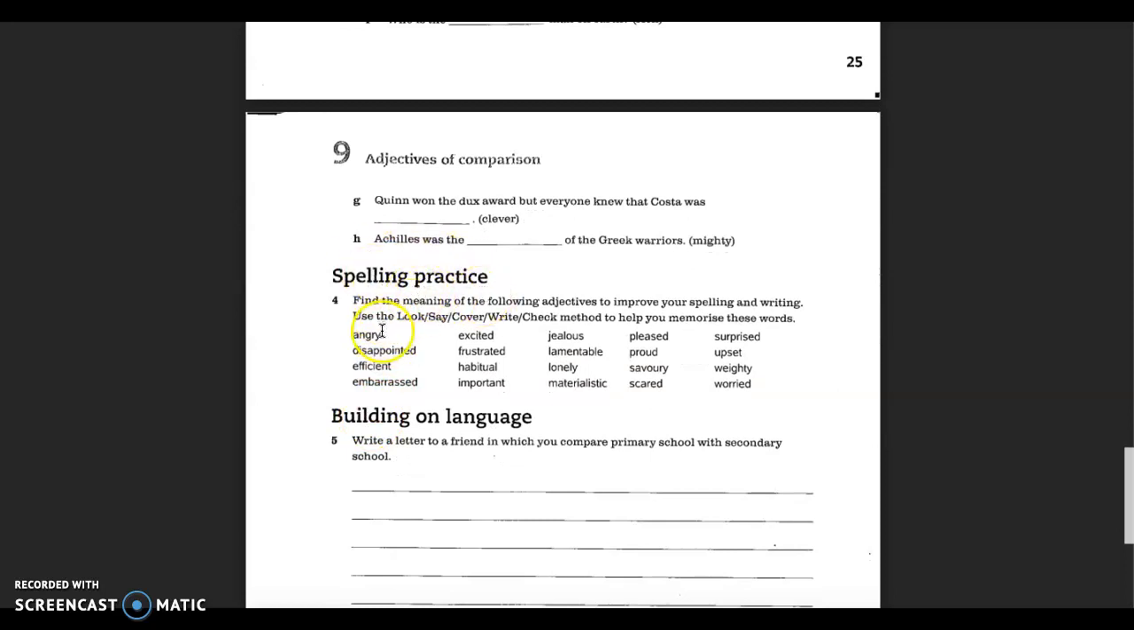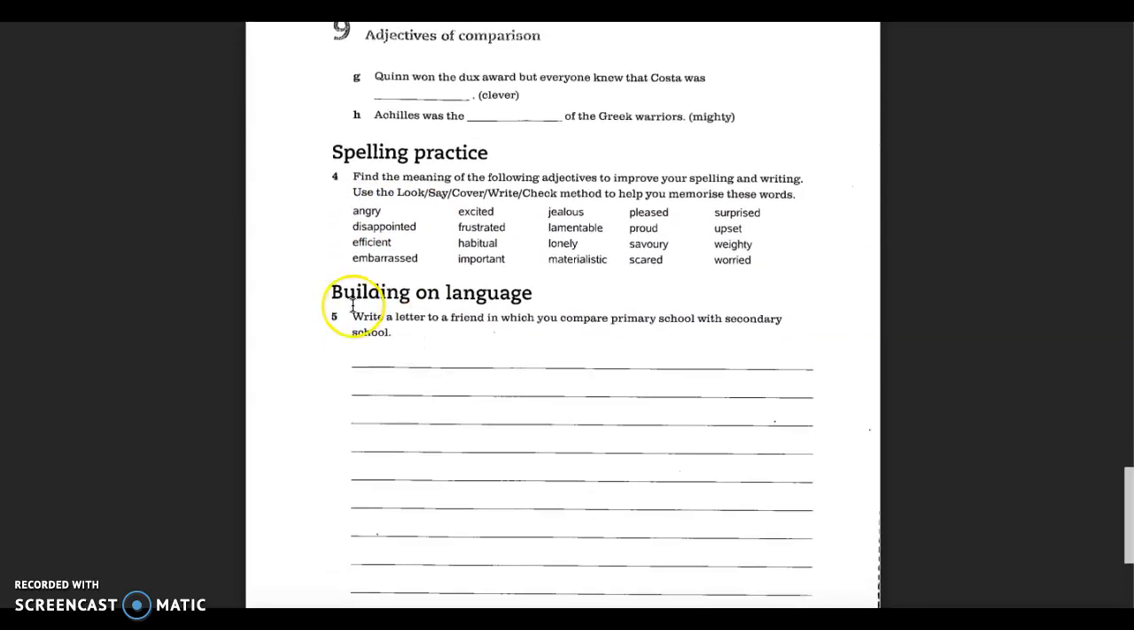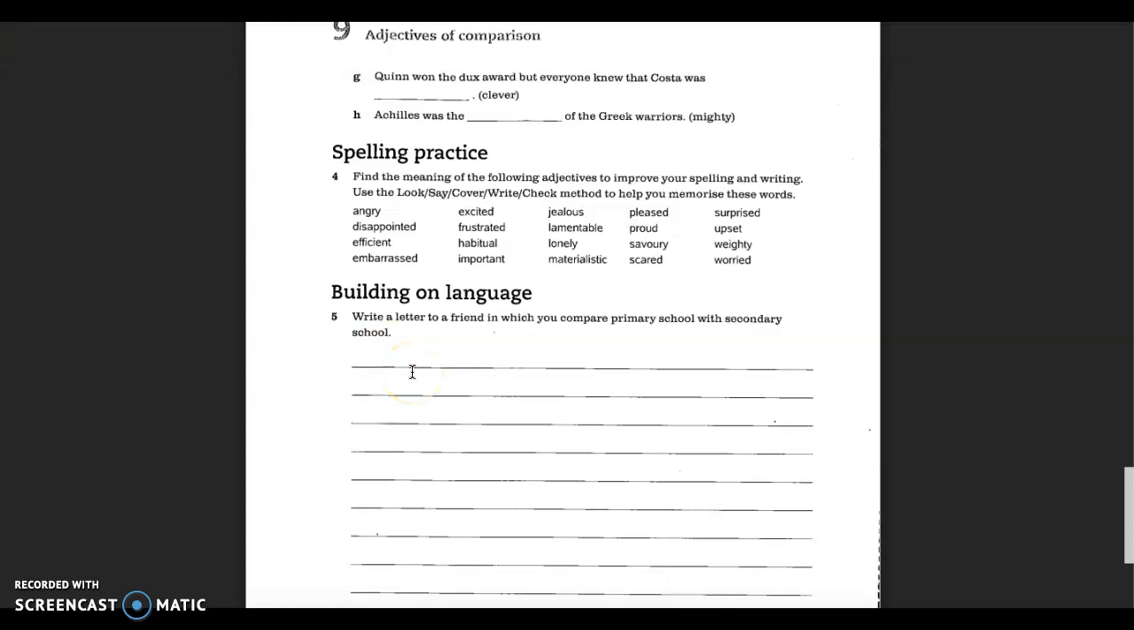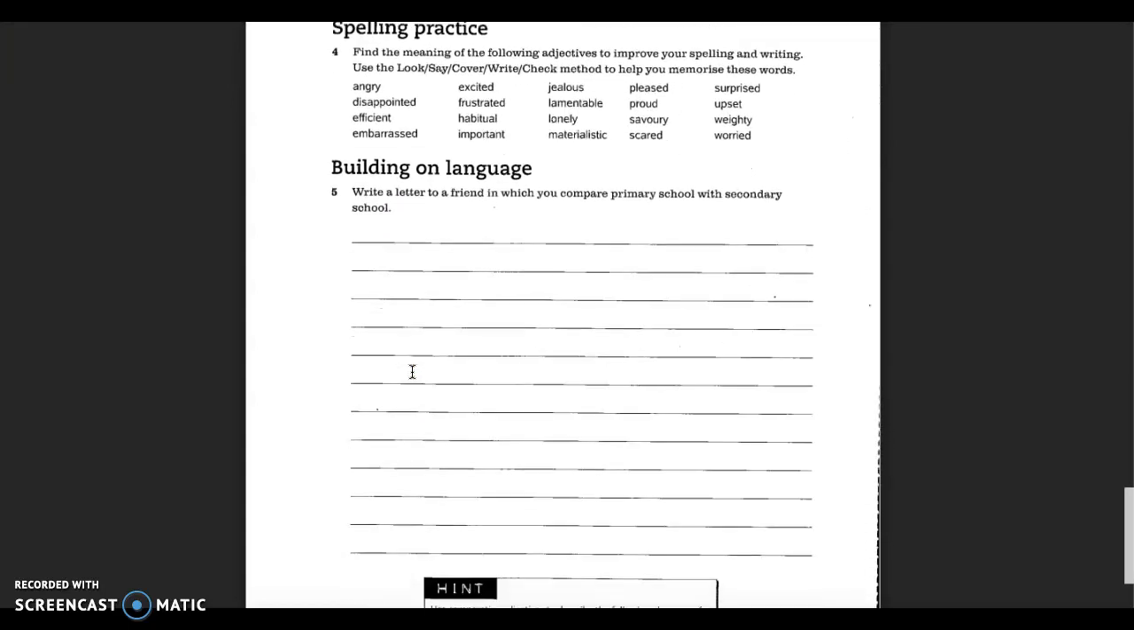Spelling practice, you'll have done this before, where you cover your hand and you see the word, cover it over again, and then you will try and spell it. Number 5, building on language, asks you to write a letter to a friend in which you compare primary school with secondary school. Again, lots of adjectives, lots of describing words, and write that letter.